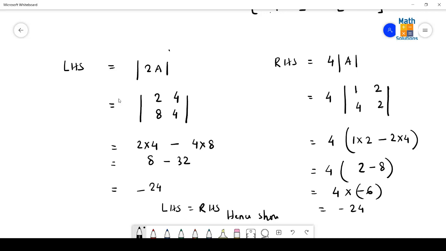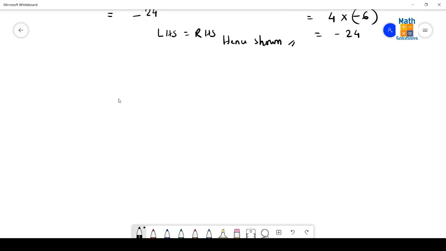Hence shown. So this is the answer of question number 3. Then after we shall come to question number 4. So here goes question number 4.